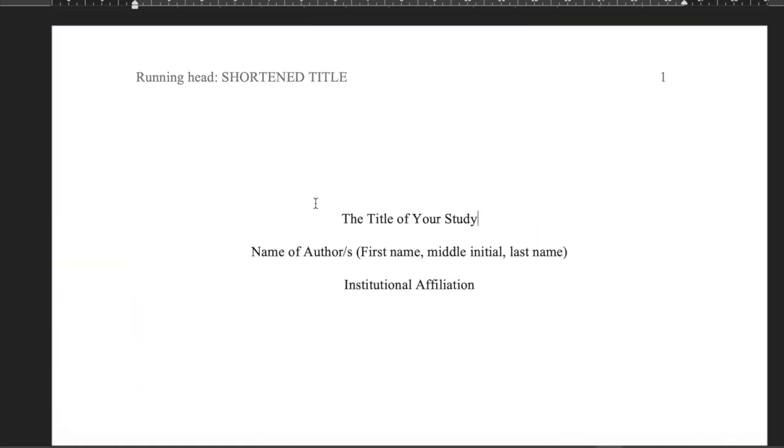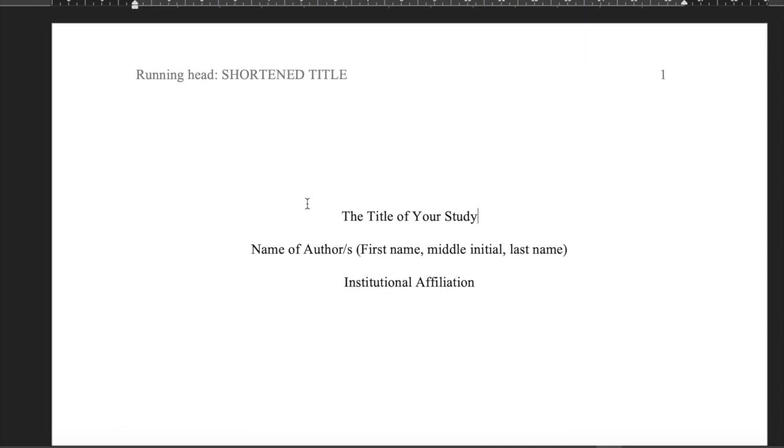So here is the template that I was talking about. This is how your title page should look like. Here you put the title of your study and then the name of the authors. The name of the author should appear as first name, middle initial, and last name. And then below is your institutional affiliation. If you're a student, then that would be, of course, your school. If you're a teacher, then that would also be referred to your university.